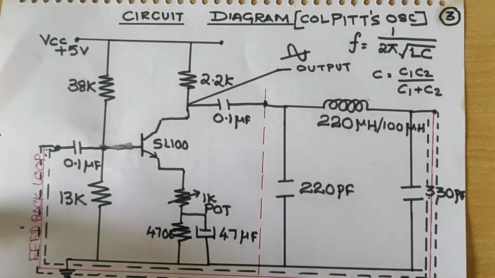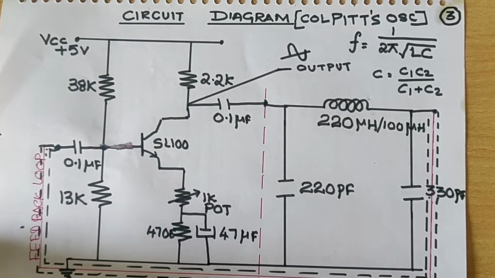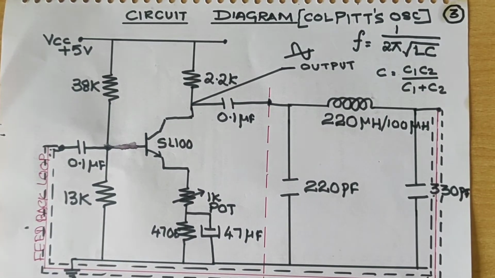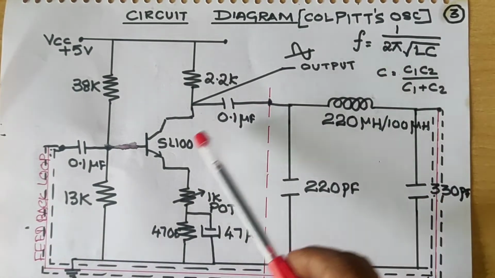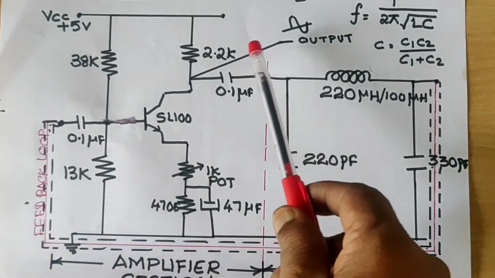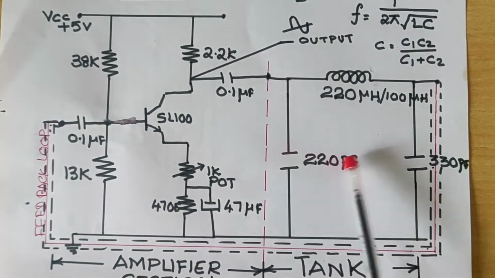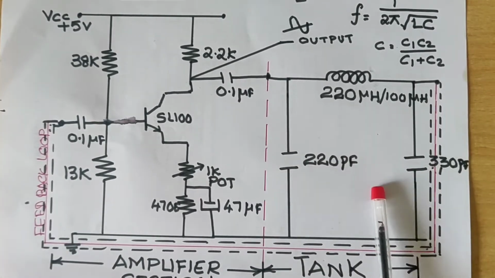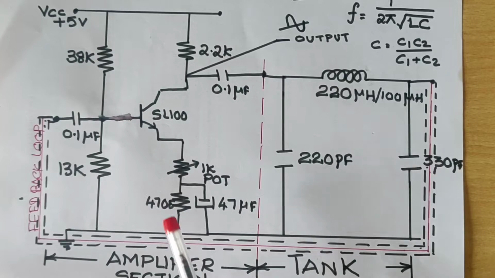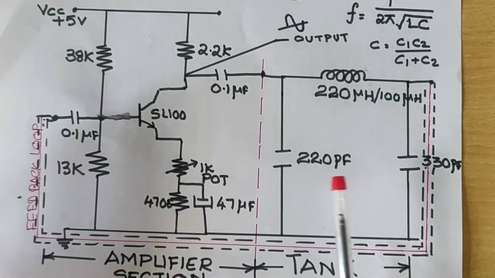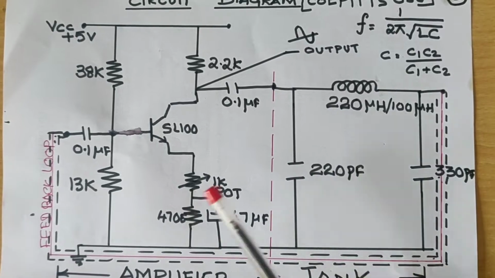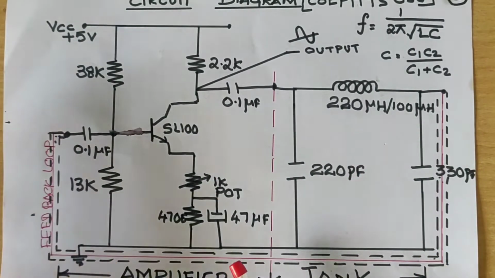Okay students, today we are going to discuss a Colpitts oscillator. The circuit diagram is shown here, and this is an amplifier section, and there are two sections here. So basically Hartley and Colpitts oscillators are divided into two sections, amplifier section and tank circuit. Let us understand how this circuit will work.